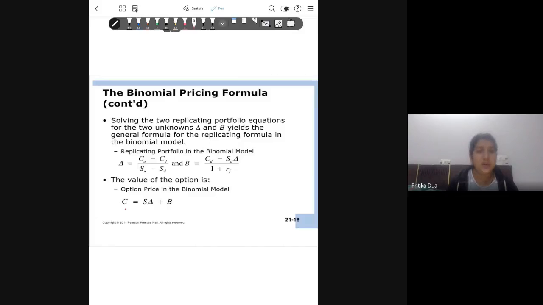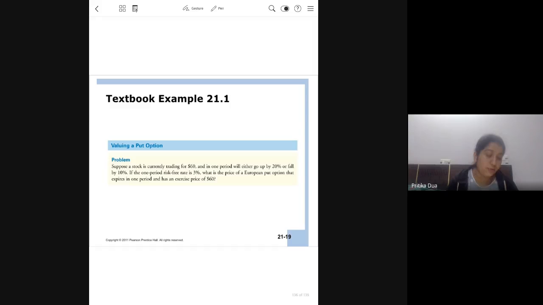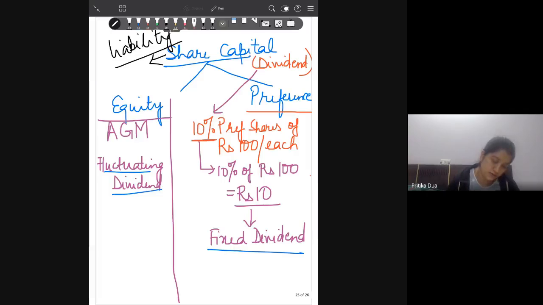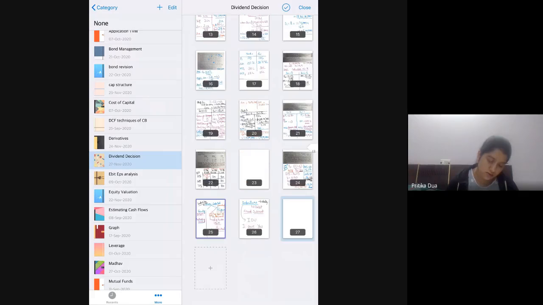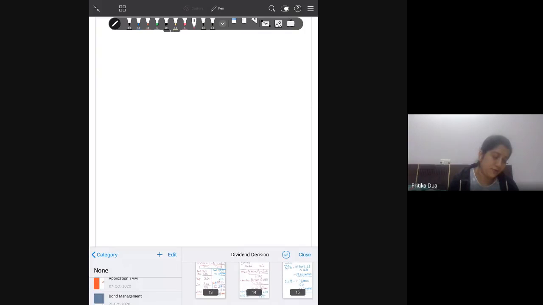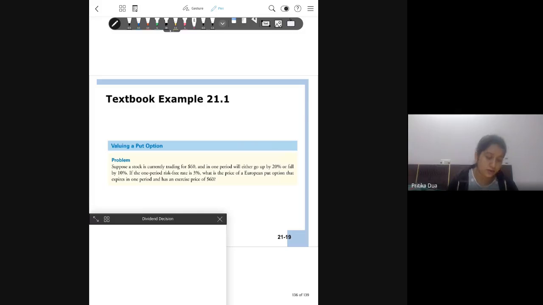So what we'll do is, now all these formulas will seem complicated to you. What we'll do is we'll start solving a question on this, and then these things will make more sense. Okay, so let's move to a question. So in this question, you are calculating the value of a put option. Pick up a blank page. Okay, so let's first have a look. Let's move back to the question.